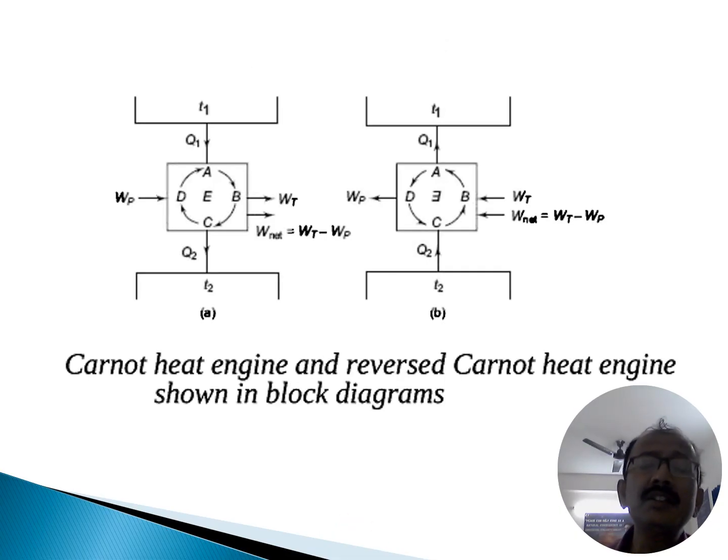Now the Carnot heat engine and reversed Carnot heat engine are shown in the block diagram. In the Carnot heat engine, heat comes from the high temperature and enters the lower temperature, that is Q1, which is the spontaneous process. In the reverse Carnot heat engine, heat comes out from the lower temperature and enters the higher temperature reservoir, where some external work is supplied to achieve this. So this is the block diagram of the Carnot heat engine and reverse Carnot heat engine.